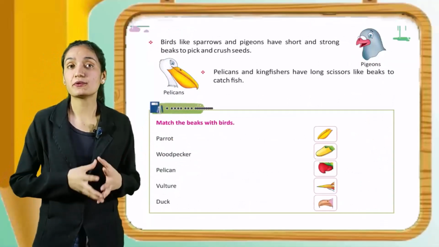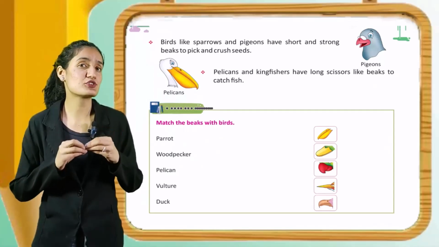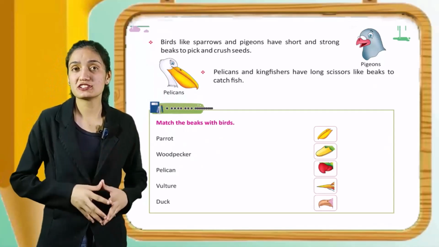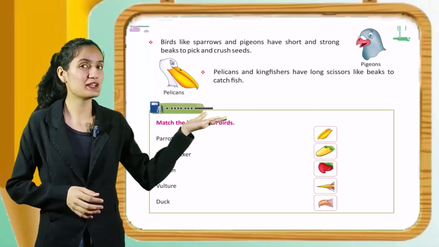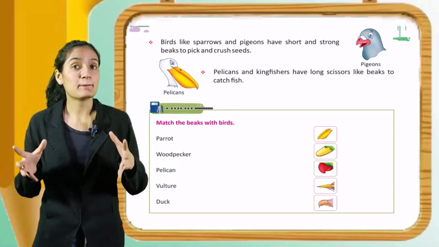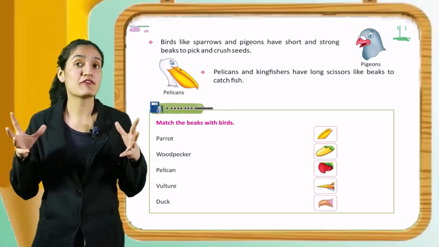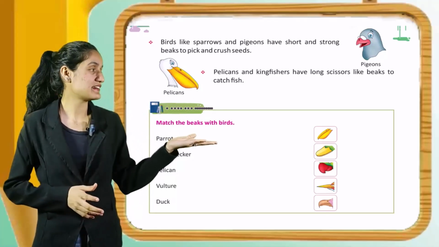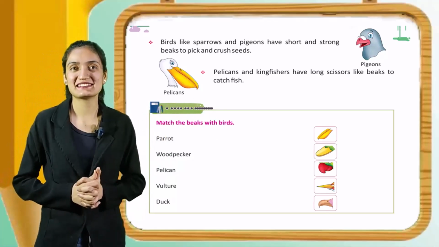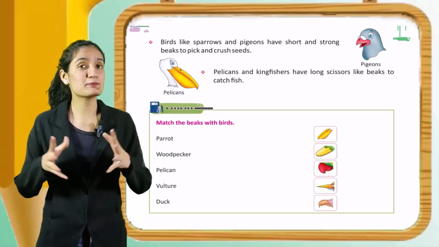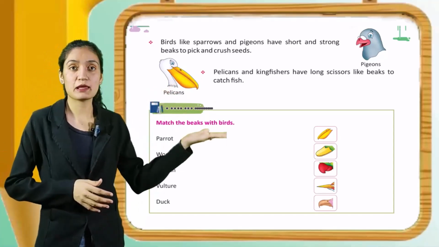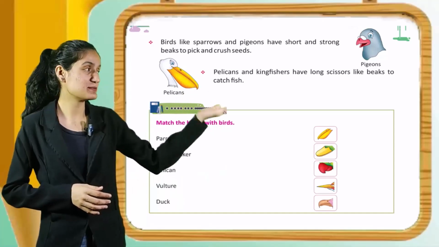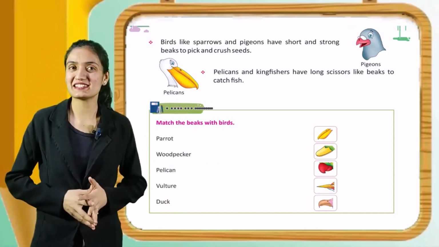Birds like sparrows and pigeons have short and strong beaks to pick and crush seeds. Here, beak of a pigeon. Pelicans and kingfishers have long scissor-like beaks to catch fish. Here is the beak of a pelican. Now the activity. Match the beaks with birds. Here are the names of birds given and their beaks. You have to match them accordingly.